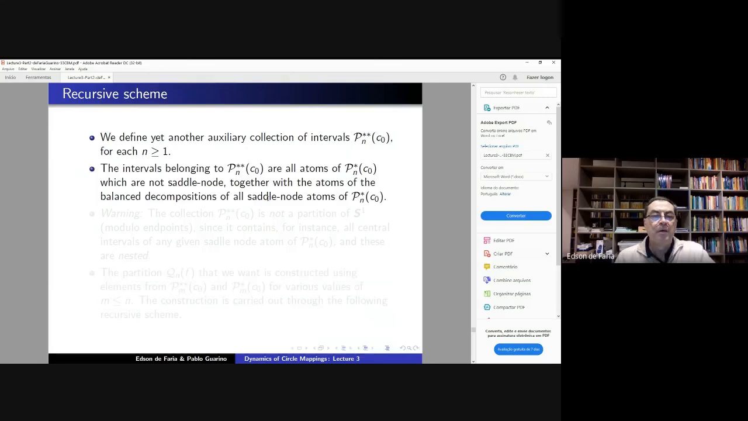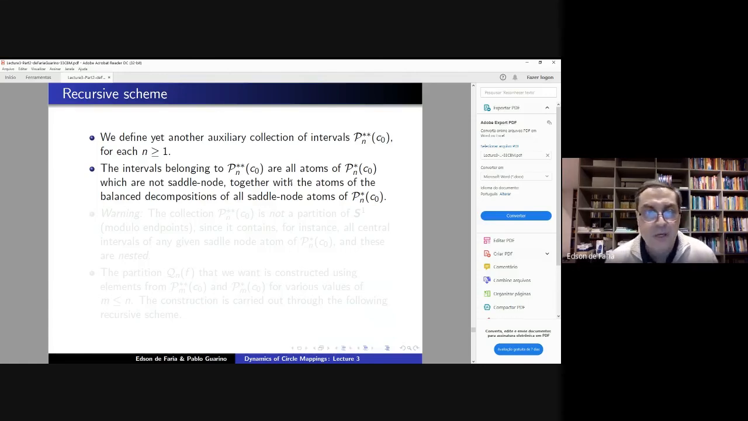And again, I apologize because in some of the slides I'm writing C sub 0 and in others I'm writing C only. Apologies for that. But think of the critical point as fixed. It's just a critical point that you selected, and whether you call it C or C0 is immaterial. So I'm going to define a collection of intervals, which is not going to be a partition, it's just a collection of intervals.